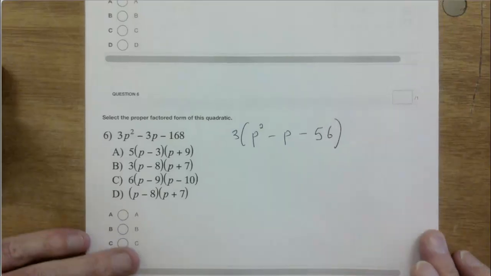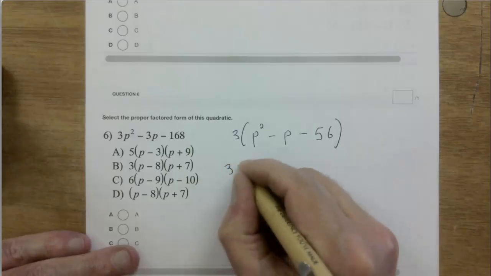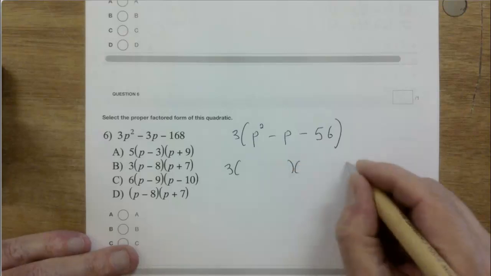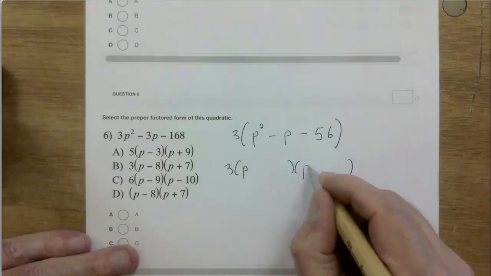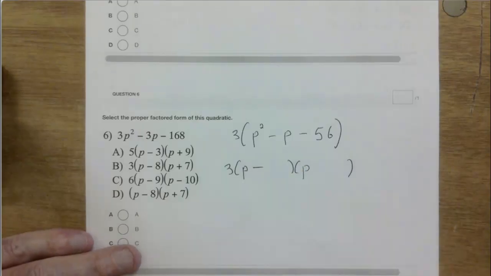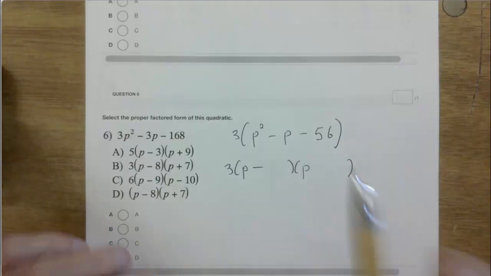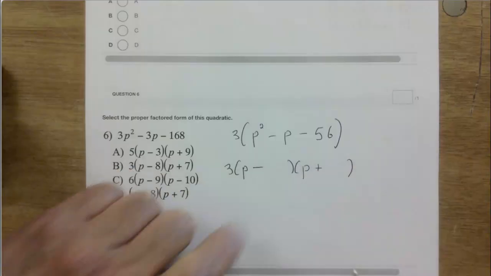Okay? Now I can factor this. There's nothing in front of that p squared. I can factor it now. So make my parentheses. These are my 2 factors. These are linear factors. Put the p here. That negative sign goes right there. That negative tells me that these 2 signs are different. This must be a plus.